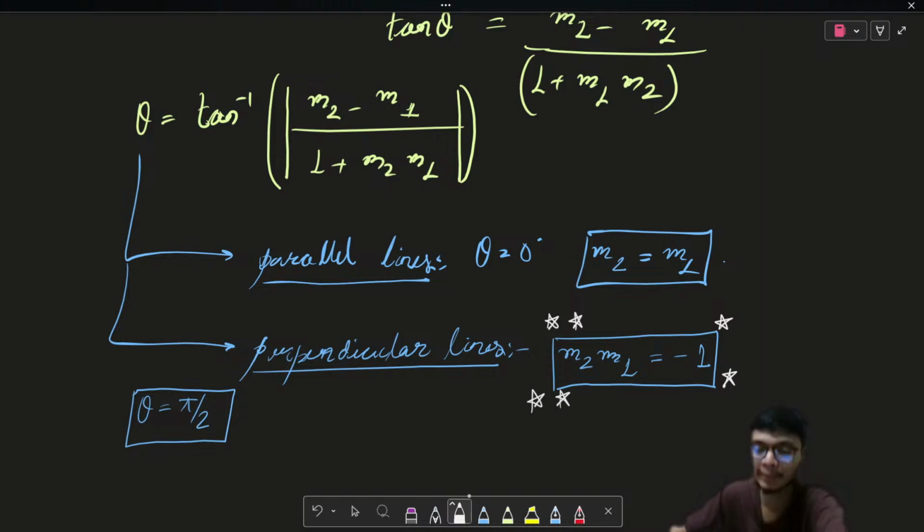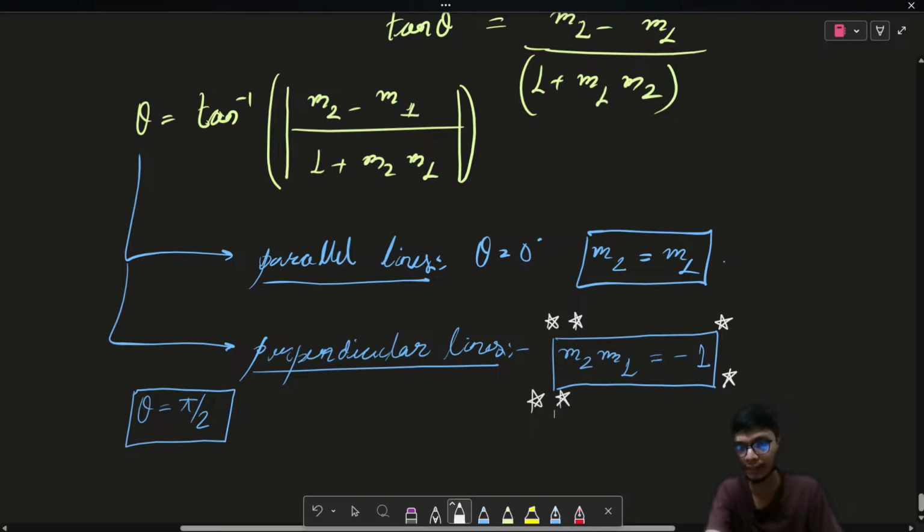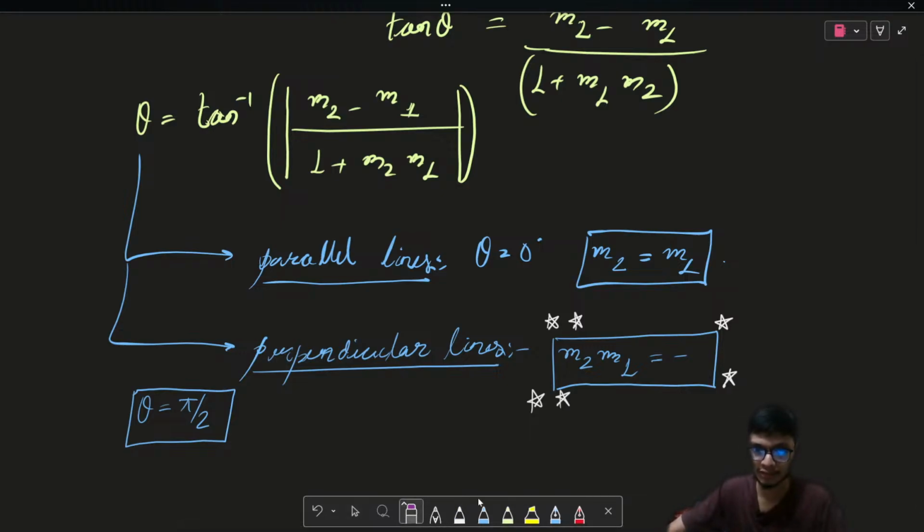Generally when I ask you for the equation of a perpendicular line, you will be using this particular concept that the product of the slopes of the two lines is equal to minus 1. I hope this result is clear to all of you. It's a very simple result. Please take a note of this.